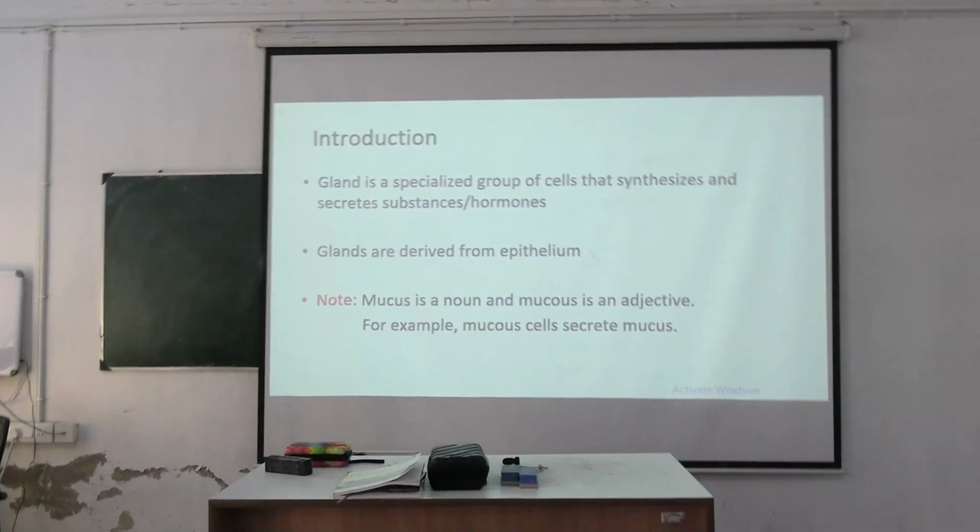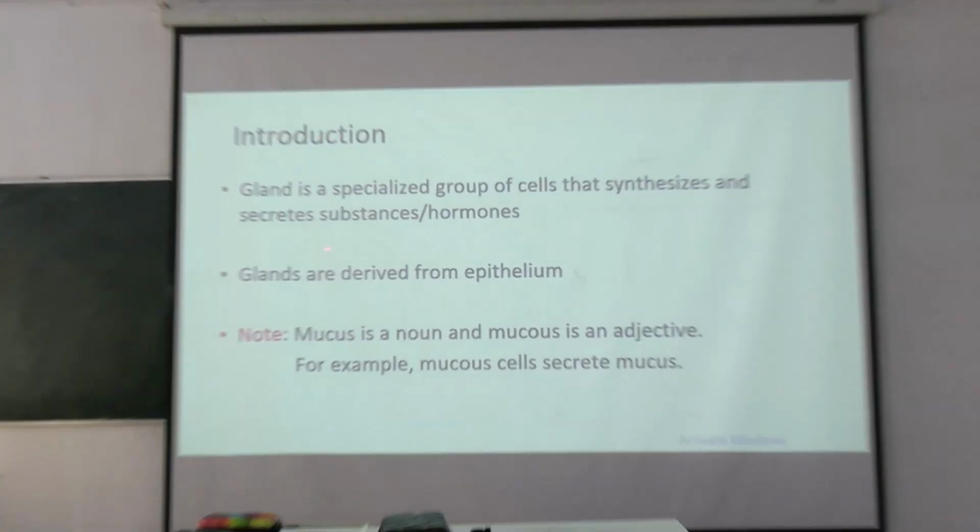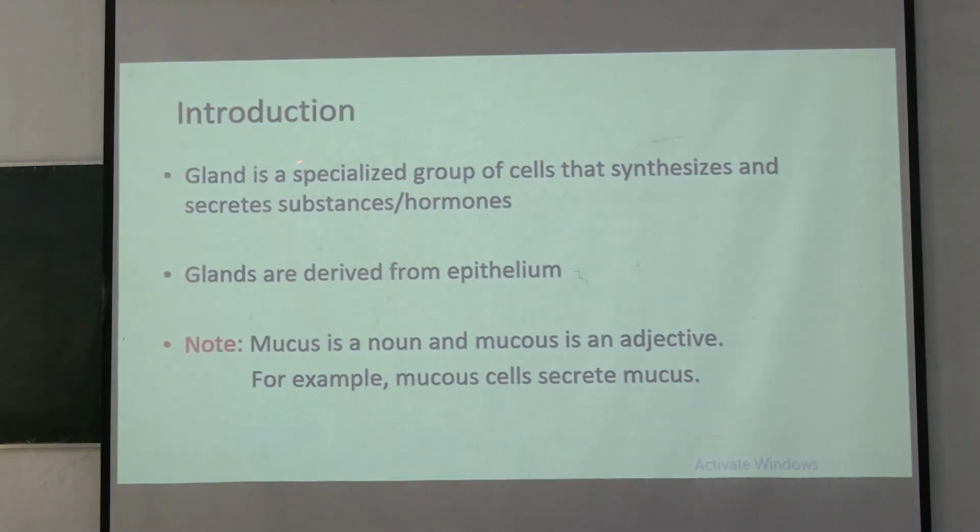Now, a gland is a specialized group of cells that synthesize and secrete substances and hormones. Glands are derived, sorry, not deprived, glands are derived from epithelium.